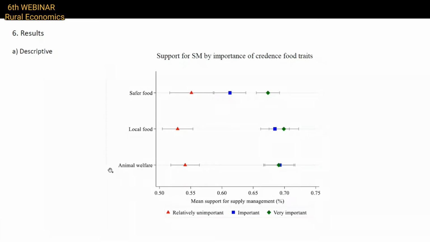Again, do you differentiate based on products claiming to be produced in ways that encourage animal welfare? Similar story. If that's relatively unimportant, you typically have lower support for supply management than people who would report that as being very important. Okay. So this was quite interesting to us. It gave us something to think about in terms of, if you prefer these things, these are the types of policies that may appeal to you.